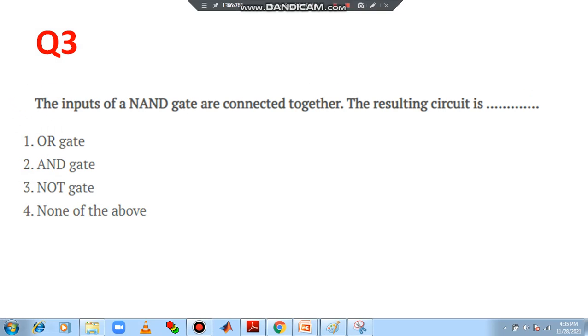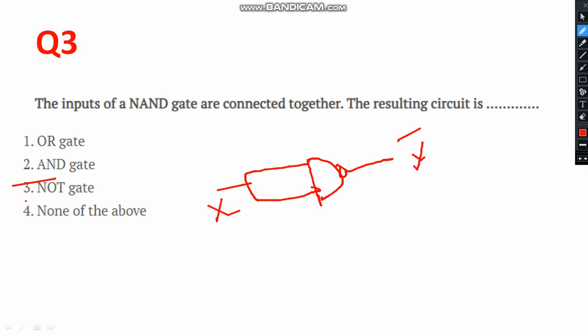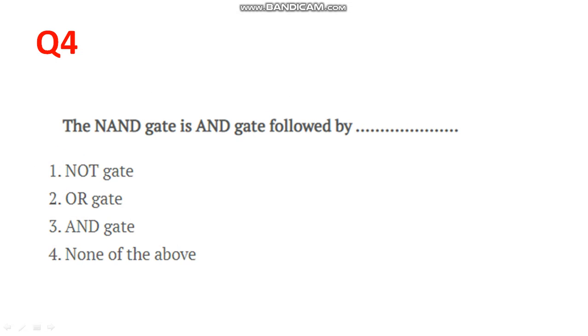Question number 3. The inputs of a NAND gate are connected together. What is going to happen? Inputs of the NAND gate. Look at this. It becomes a NOT gate now. Input is X. Definitely the output will be X bar. Obviously the result is a NOT gate. Please select option C, or the third option.